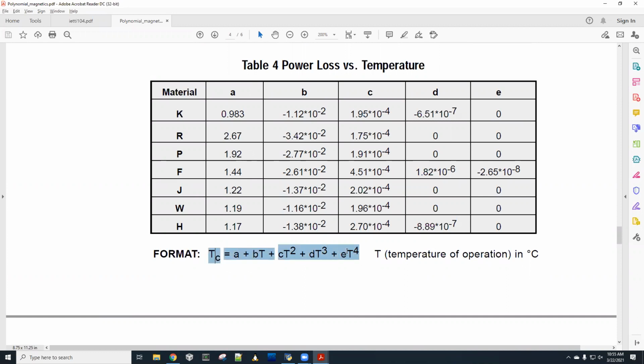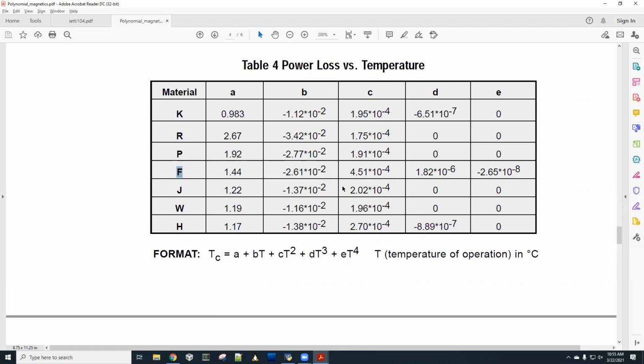Here is the equation right here. The normalized power loss is equal to A plus BT plus CT squared plus DT cubed plus ET to the 4th power, where T is the temperature of operation, and the A, B, C, D, and E are these different coefficient values. And as I said before, for each type of material, there's a different set of coefficient values.